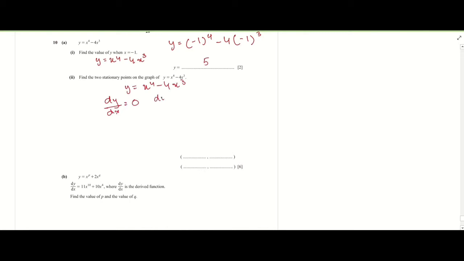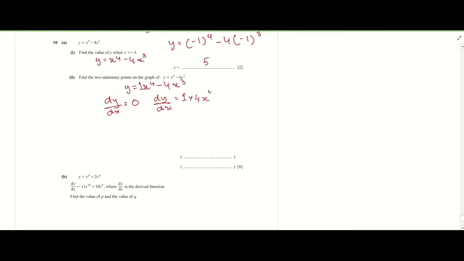Let's differentiate this equation, dy by dx. Differentiate y with respect to x. So we have over here coefficient 1, so 1 multiplied by 4, because we are multiplying by the power of x in y.